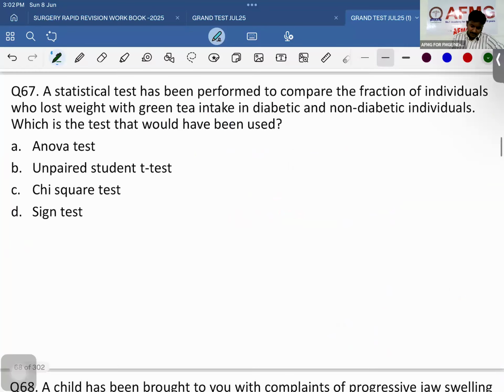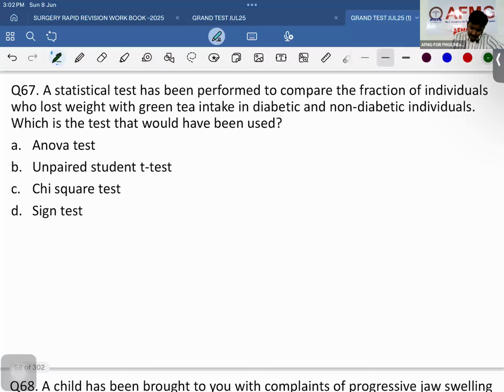Next important, question number 67. A statistical test has been performed to compare the fraction of individuals who lost weight with green tea intake, in diabetic and non-diabetic individuals. Which test would you have used?